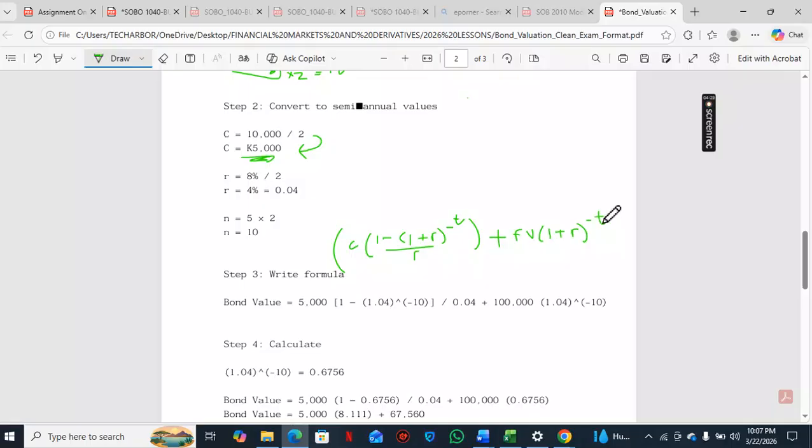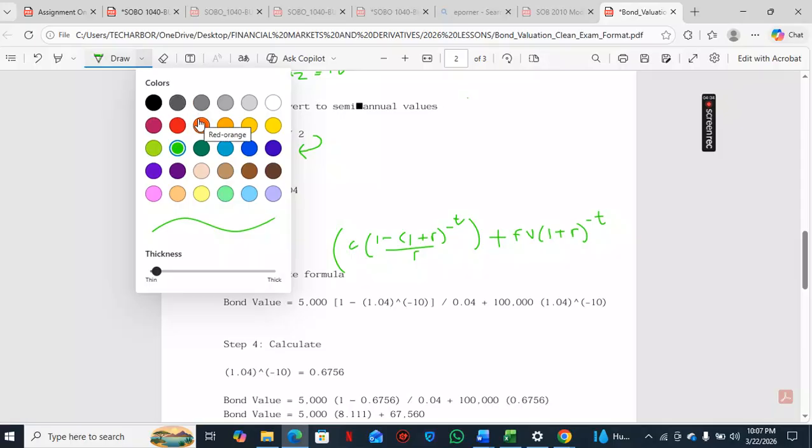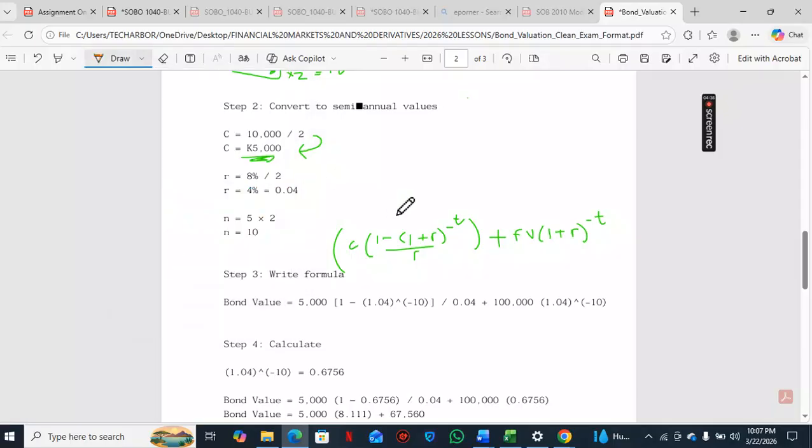Same formula. Basically, if the interest is paid semi-annually and you want to represent that in the formula, remember you divide the discount rate by n. Where there's an R, just put it over n. Then where there's time, we multiply it by n. This is how the formula will look when we're dealing with the price of the bond where the interest is paid more than once annually.